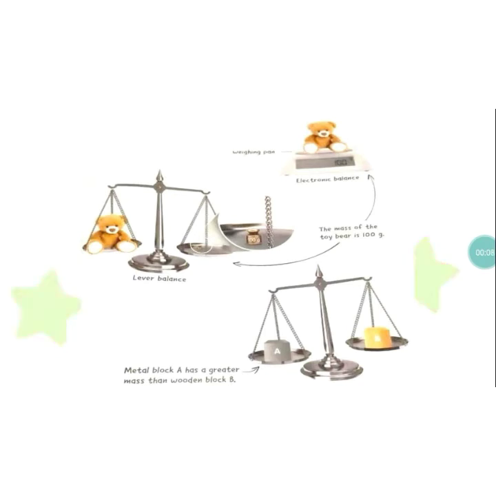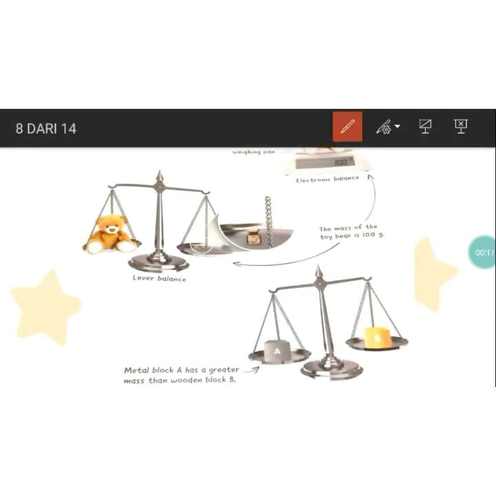And then how can we measure the mass of the object? We can use some instrument. You can see the picture here. We can use lever balance, neraca lengan, or electronic balance to measure the mass of the object. Neraca digital, jadi neraca lengan dan neraca digital. This is to measure the mass of the object. And then you can see the example here. When we try to weigh the toy bear, you can see that the mass of the toy bear is 100 gram, by using lever balance and electronic balance.